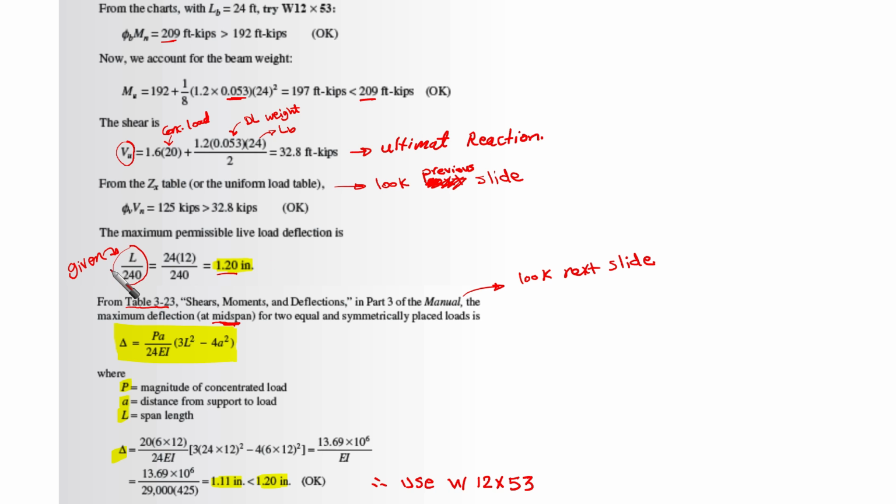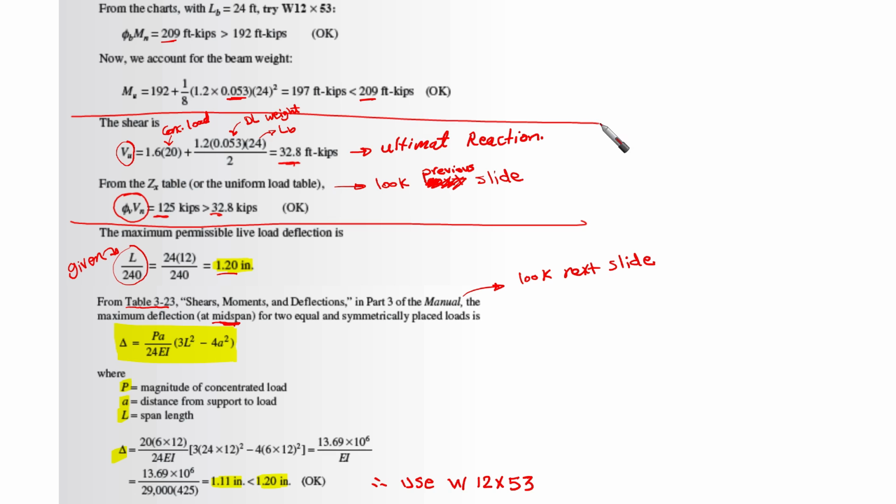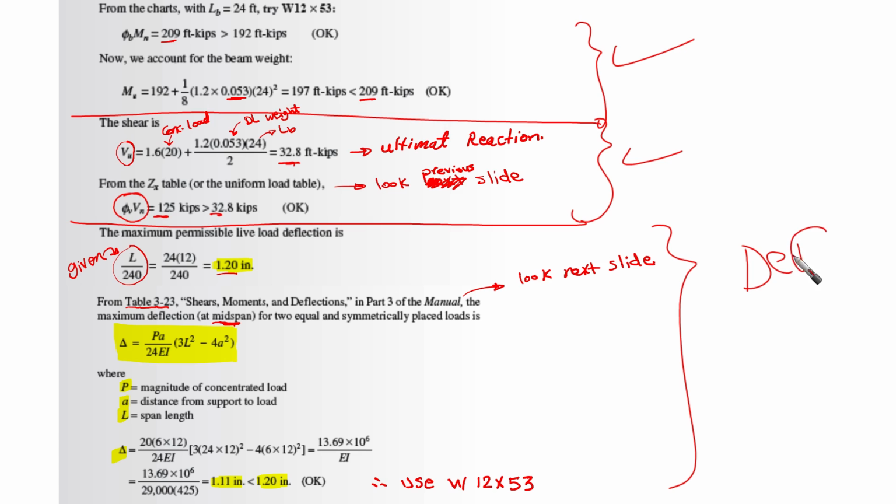Then we're going to find that the value of phi Vn equals 125, which is much larger than 32.8. Then we are okay in terms of shear. Shear is okay now, and flexure was okay. Now we are going into the last part, which is related to deflection. Okay, we're going to get the deflection.